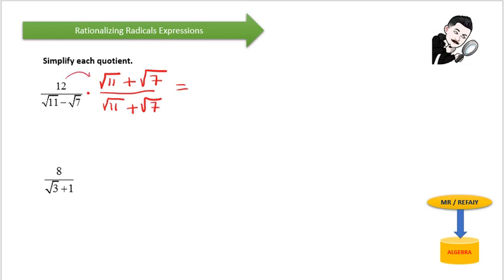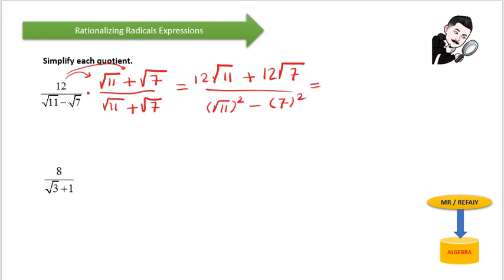Okay, now we have to multiply, using the distributive property for the first one. So 12 times root 11 will be 12 root 11, plus 12 times root 7 will be 12 root 7. Okay, what about the lower one here? Do not forget, this is the difference between two terms, and this is the sum of two terms. So what is the answer now? Yes, great. So here the first square minus the second square. So it will be 12 root 11 plus 12 root 7 over 11 minus 7.